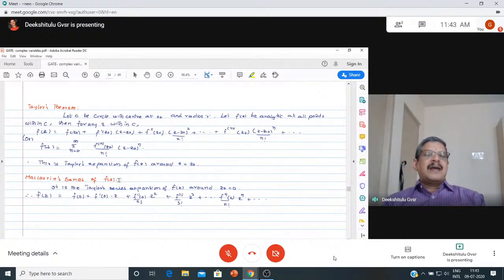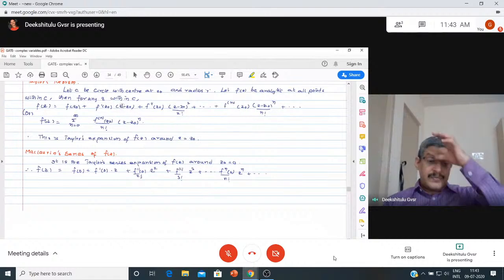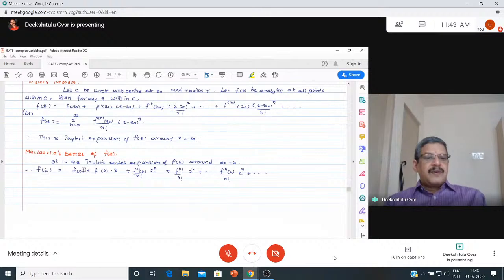Then comes Maclaurin series expansion of f of z. If you expand this Taylor's theorem about 0, then that is called Maclaurin's. That means put z0 equals 0. What happens? Then f of z is equal to f of 0 plus f dash 0 into z plus f double dash 0 into z square by 2 factorial, f triple dash z cube by 3 factorial, and so on and so forth. This is called Maclaurin series expansion.